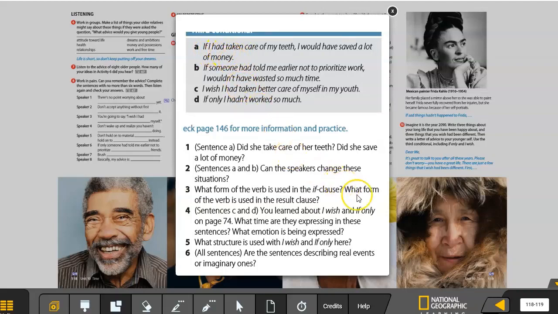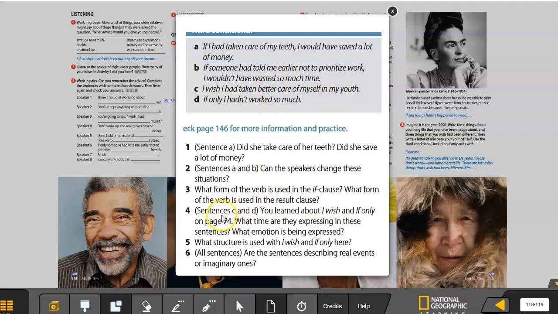Don't worry. Now, second question. What form of the verb is used in the result clause? Look, we have here the result clause: I would have saved, I wouldn't have wasted. And that's it. In letter C or D, we don't have any result clause.